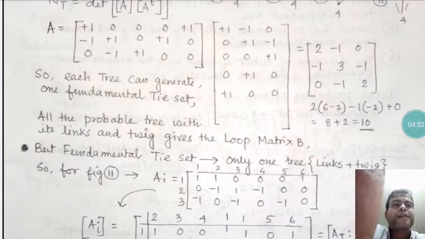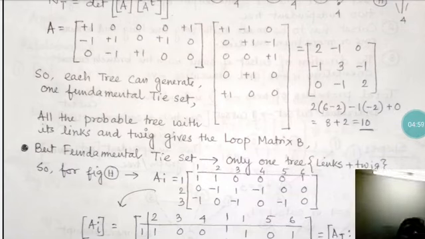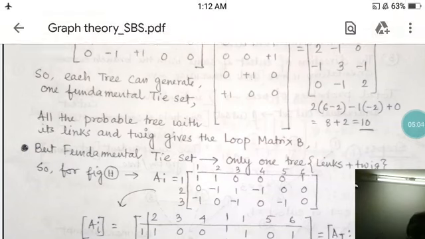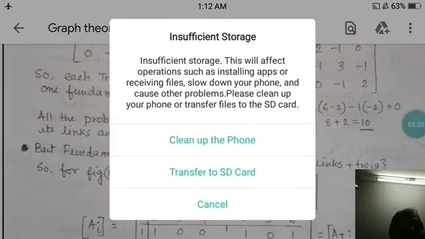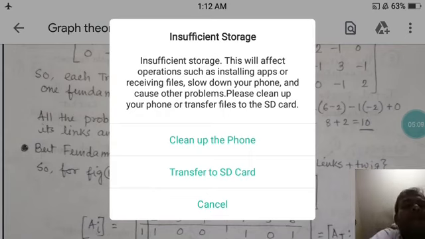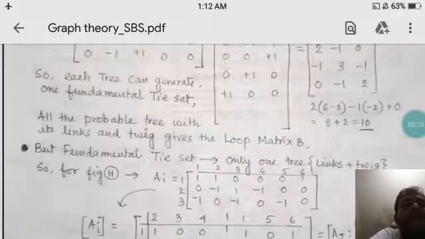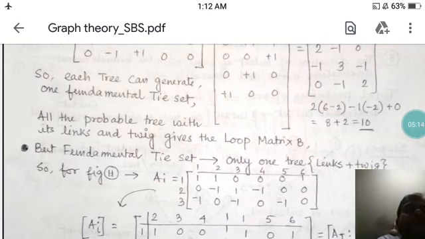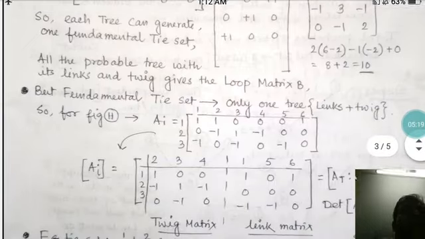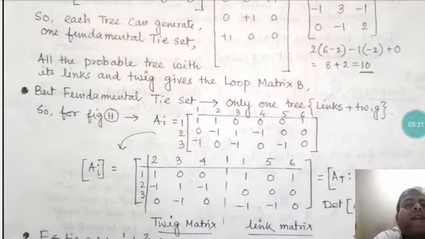So now the concept starts for the loop matrix. What is a loop matrix? In a graph, how many loops exist? Different numbers of loops can exist inside. So you can see here the total number of closed loops in a particular graph. How do we find the closed loops?